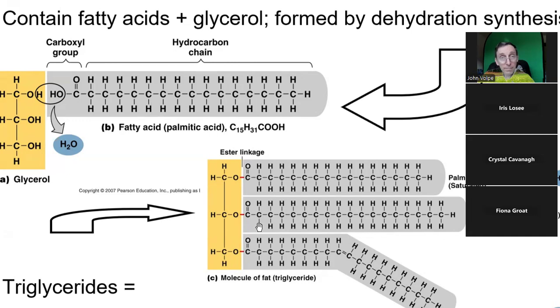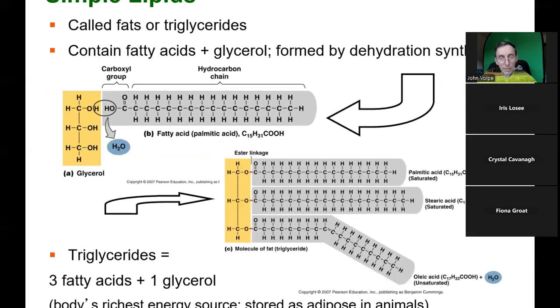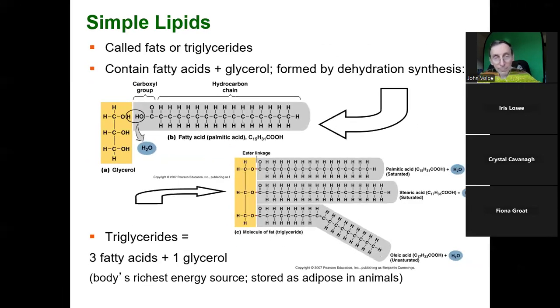As I stated, most fats in the body are a triglyceride, which has three fatty acids linked to a glycerol molecule. You can find these by just looking at your belly. Your belly tends to have fats that we call triglycerides.